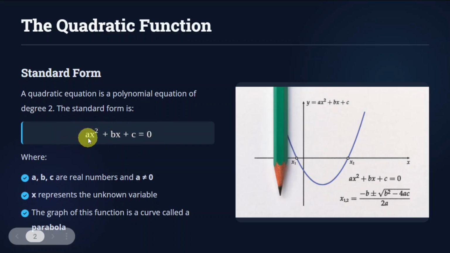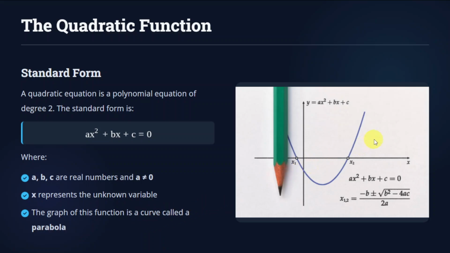a, b, and c should be real numbers. And a is called the leading coefficient of the quadratic equation. B is the coefficient of the middle term. This is the middle term, and c is the constant term. That's how it's called. So x represents the unknown variable. The graph of this function is a curve called a parabola.